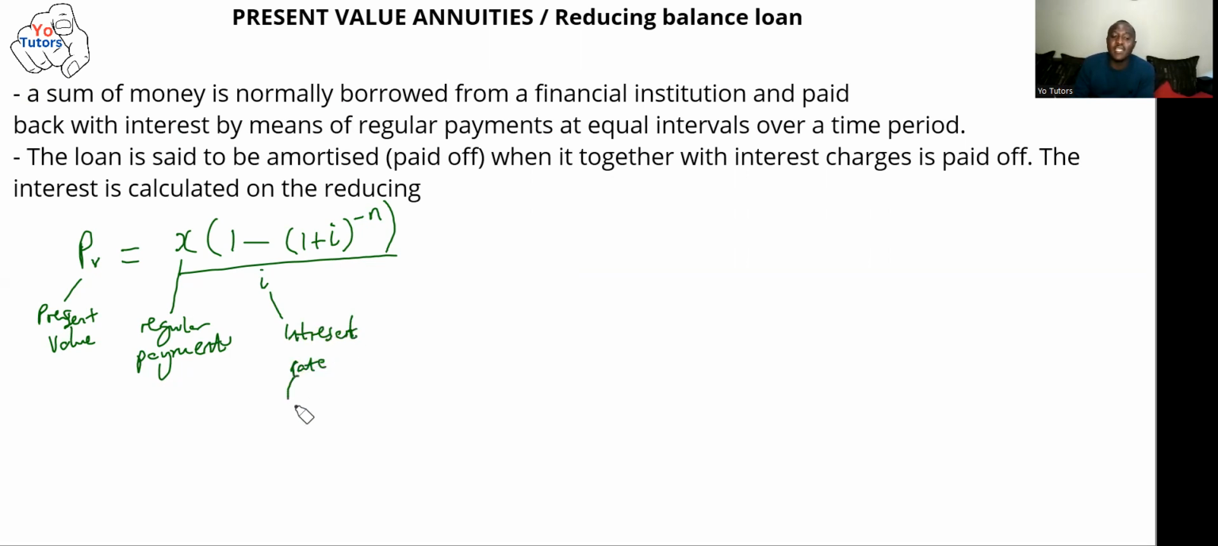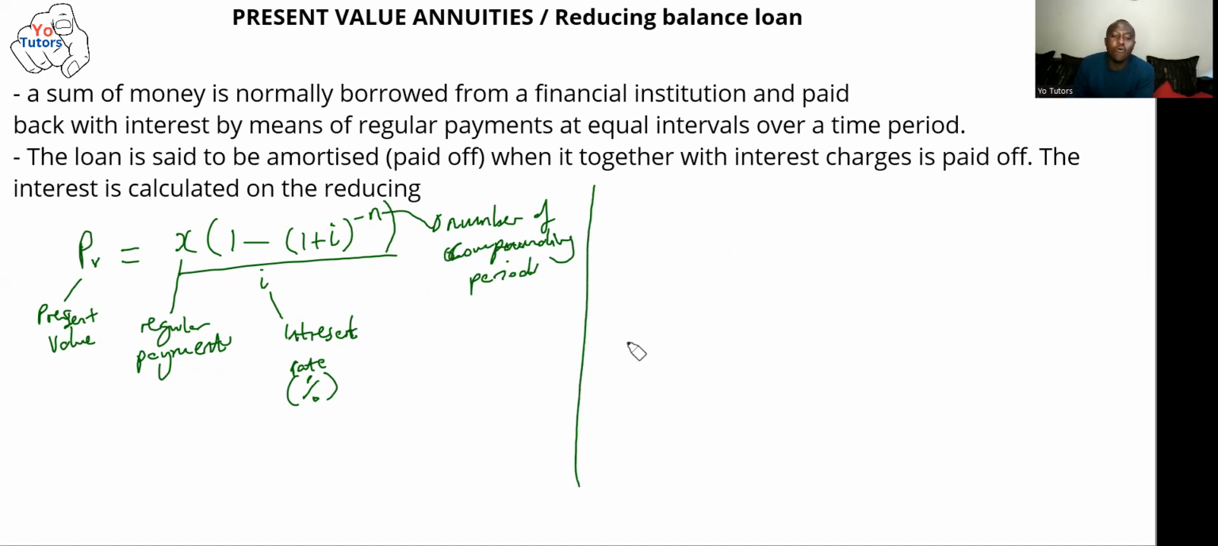Remember, the interest rate is guided by the number of compounding periods per year. If it's compounded semi-annually, it is divided by 2. If it's monthly, it's divided by 12. Then here we have our n. Our n is the number of compounding periods. In this case, you multiply the number of years by 12 if it's compounded monthly.